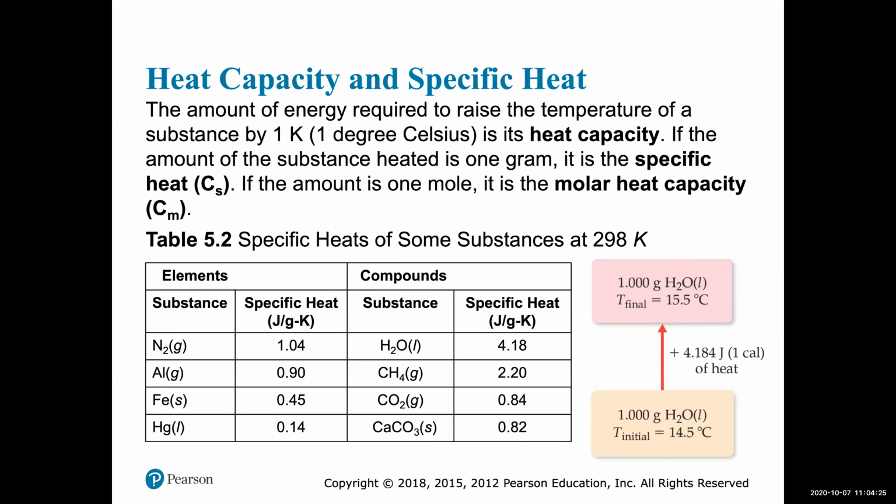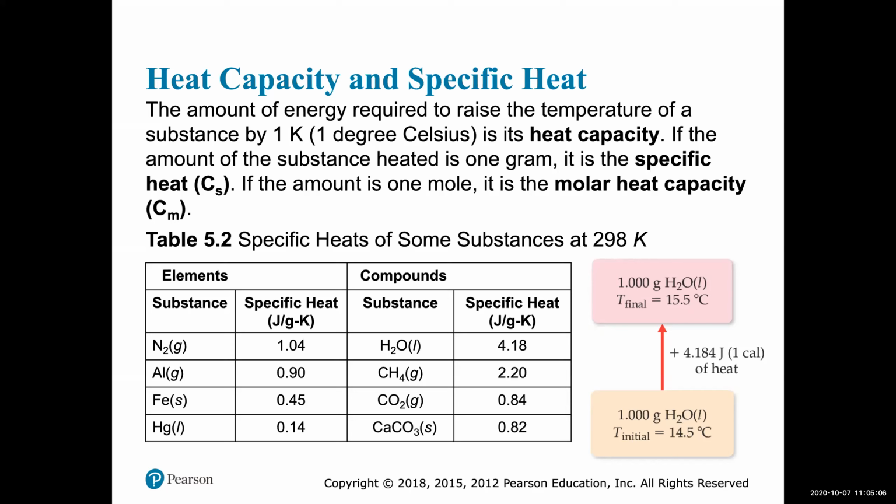What I'd like to do now is talk about heat capacity. There are three ways that we define heat capacity. Basically, everything has the ability to take heat on, and some things can take more heat than others. That's the simple definition of heat capacity. The technical definition is the amount of energy required to raise the temperature by one Kelvin or 1 degree Celsius, either one. That's the definition of heat capacity.